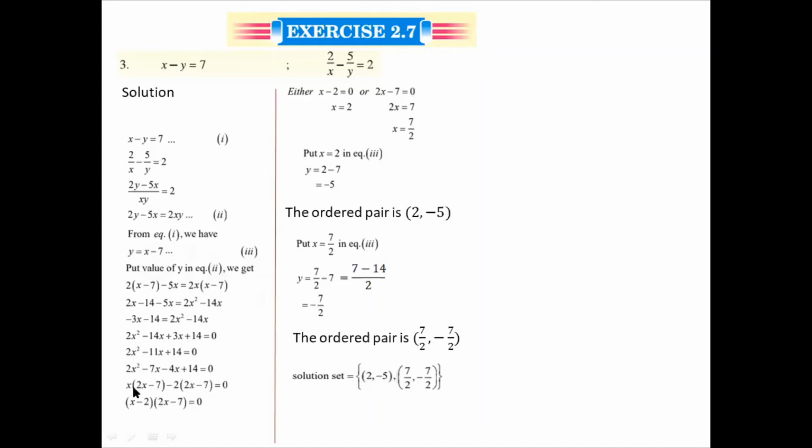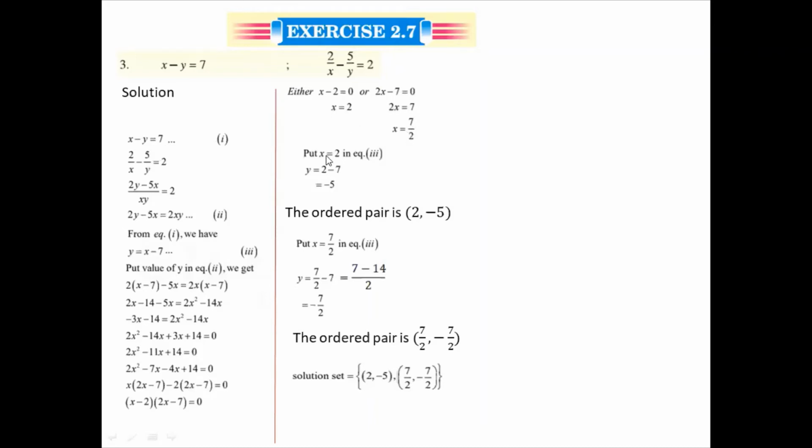From the first two terms we can take x as common. So we have x times 2x minus 7, and from the last two terms we take minus 2 as common, so 2x minus 7 remains. So we have x minus 2 and 2x minus 7 is equal to 0. So either x minus 2 is equal to 0 or 2x minus 7 is equal to 0. When x minus 2 is equal to 0, it means x is equal to 2, and when 2x minus 7 is equal to 0, it means 2x is equal to 7, or x is equal to 7 by 2.